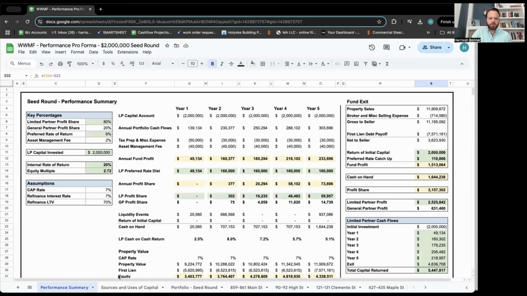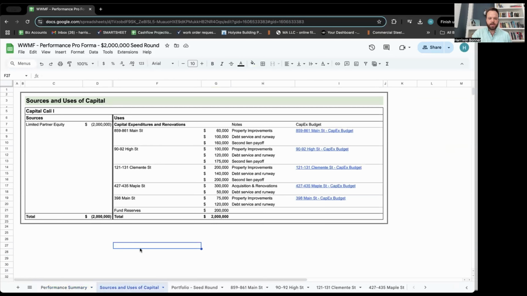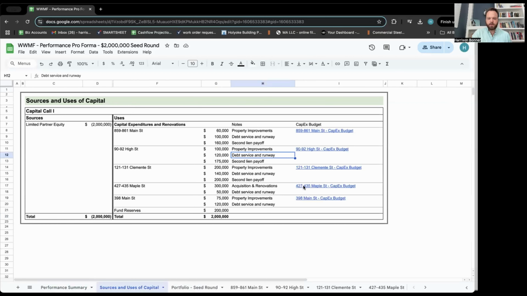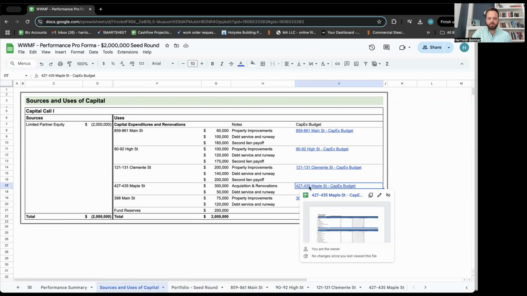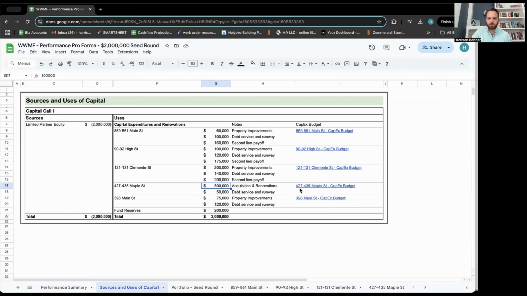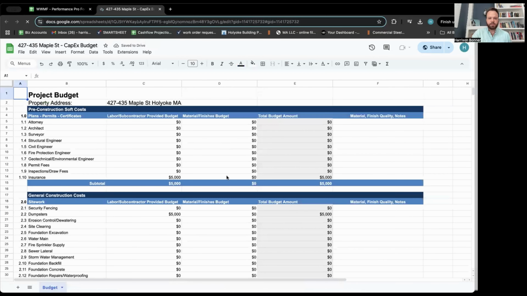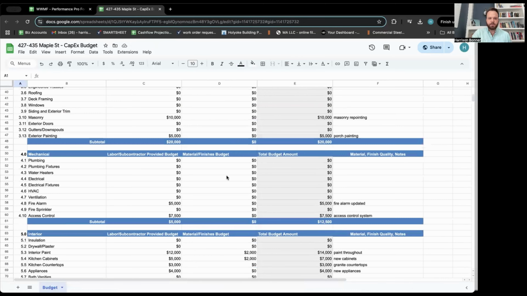All right. So here on this next tab, it dives into sources and uses of this $2 million, the different properties and assets that the 2 million would be utilized for. There's some reserves built in here. So we also have CapEx budgets. So if you want to see, okay, on 427 to 435 Maple Street, how is this $300,000 being utilized for acquisitions and renovations? Well, the renovation portion is here in this CapEx budget.